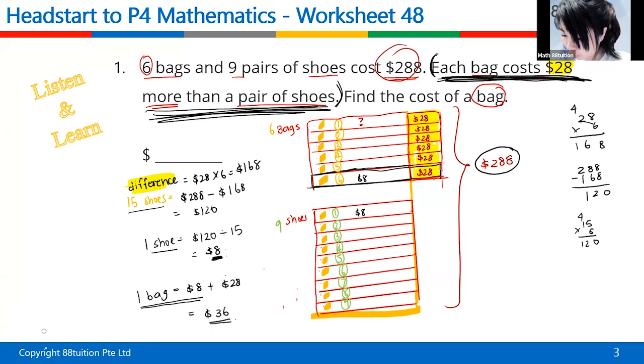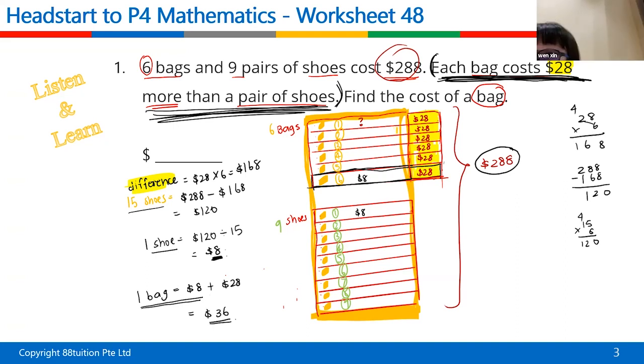Okay, I'm going to repeat drawing the orange box. This orange box consists of only shoes or bags, Wen Xing? Shoes. Good, because it's a shorter bar, correct? So how many shoes do I have? I have 6 plus 9, which is 15.